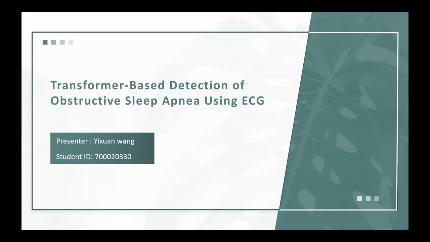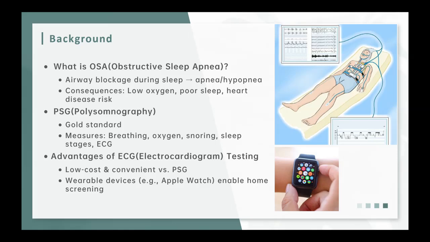Let's start with a quick background on what obstructive sleep apnea is. Obstructive sleep apnea, or OSA, is a common sleep disorder. During sleep, the airway can become blocked. This causes breathing to slow down or even stop for short periods. As a result, oxygen levels drop, sleep quality gets worse, and the risk of heart problems goes up.